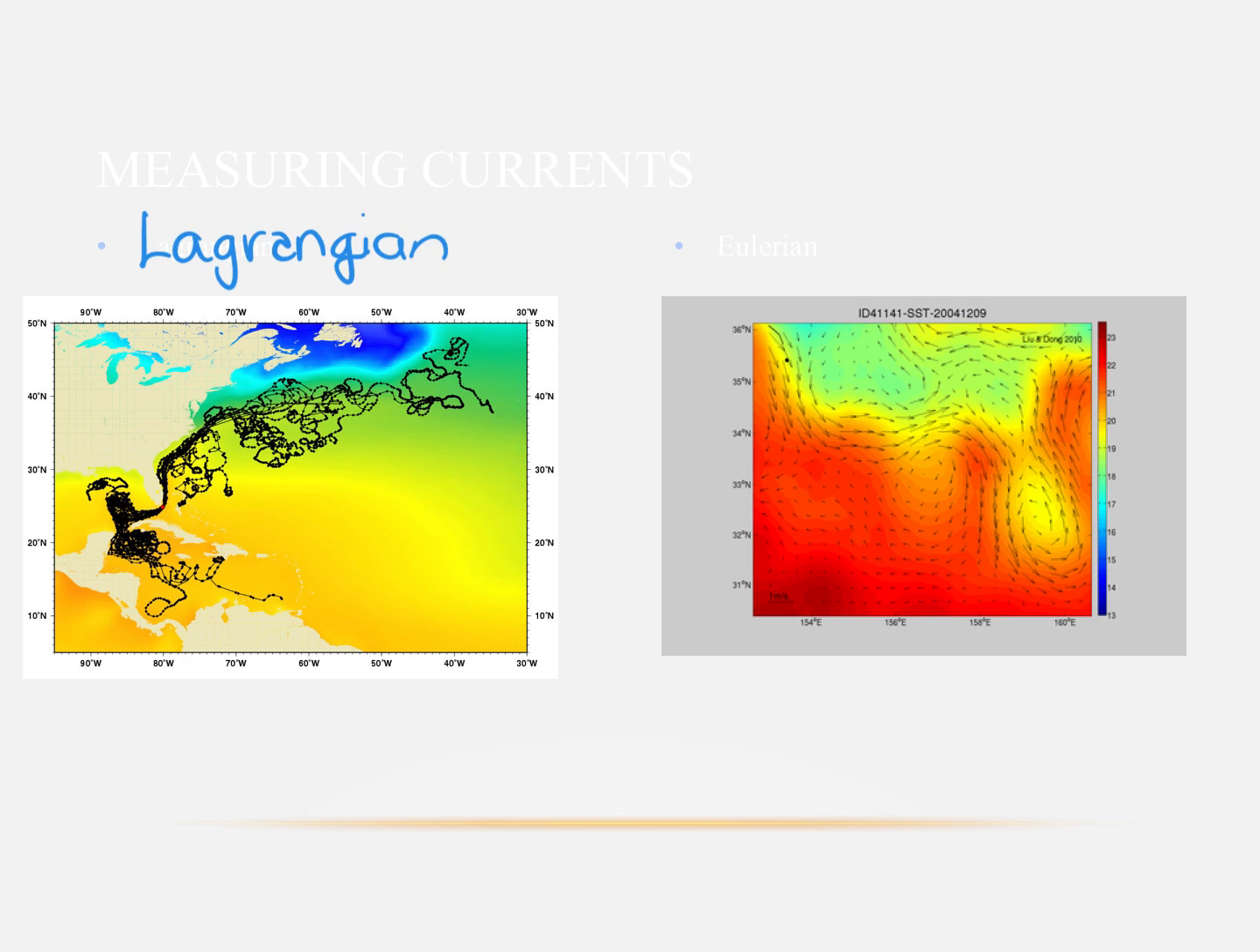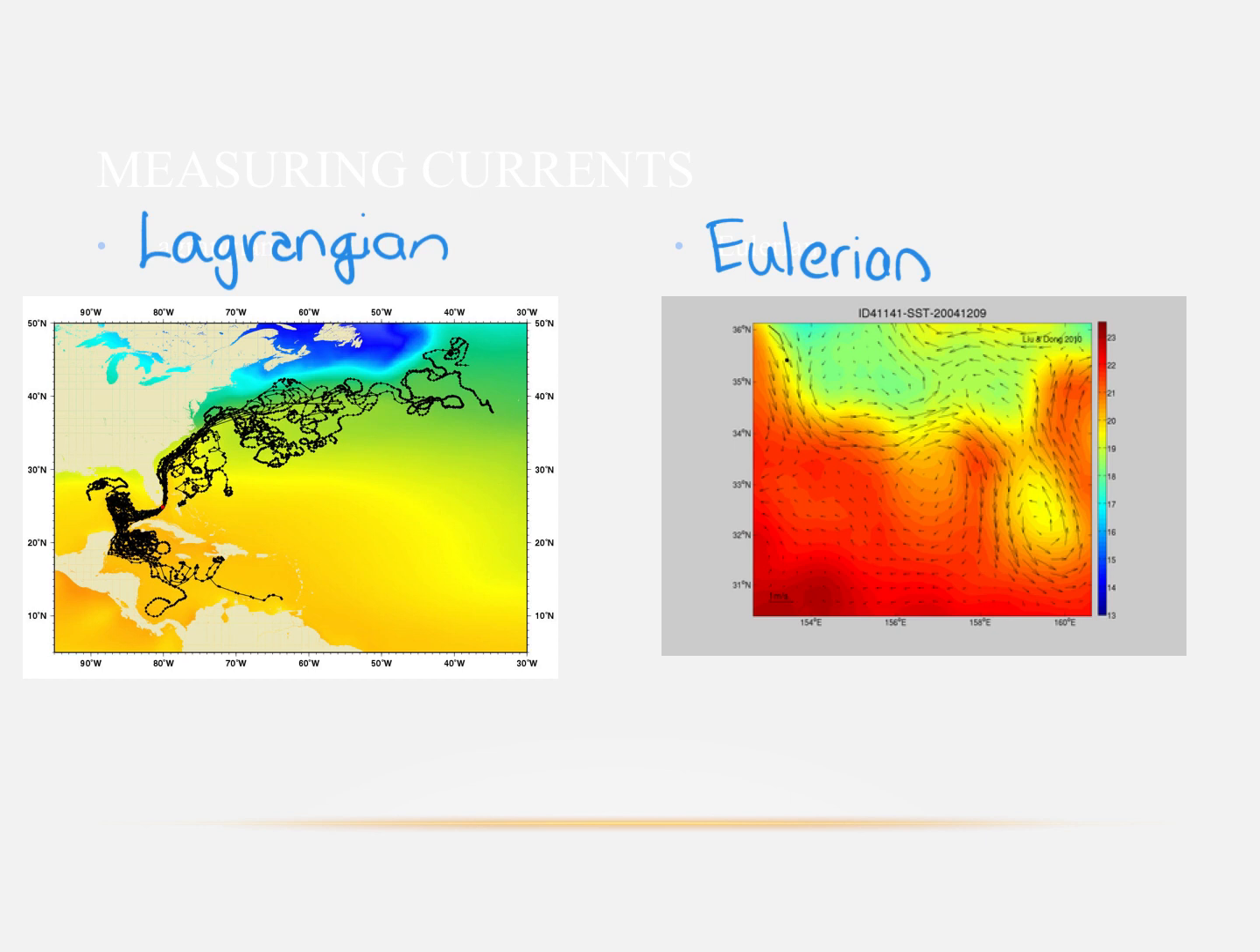Our other method is referred to as Eulerian. And here the device remains stationary, and the water just flows past it. So it could be like a current meter, or putting a buoy out in the water. Charts created based off of Lagrangian methods or Eulerian methods look very different, as you can see here.